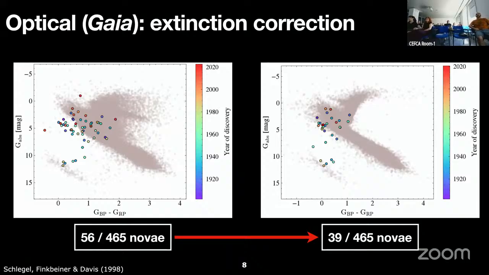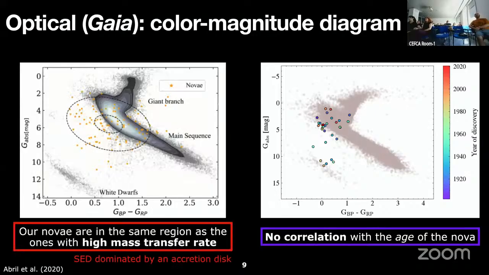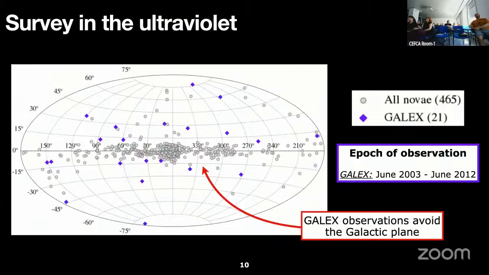But well, let's see what this plot is telling us. First, we don't see any correlation with the age of the nova, but we see that our nova are in the same region as the novae that are classified as having a high mass transfer rate in the paper from Abril and collaborators. This means that they will be dominated by an accretion disk, and we also know that novae with this feature peak in the ultraviolet. So let's see this range of the spectrum and what it tells us.